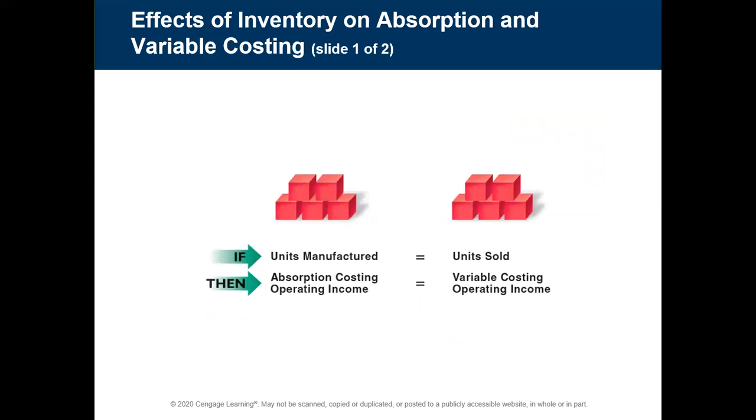All right. So in summary, if the units manufactured equals the units sold, then the absorption costing operating income will equal the variable costing operating income.